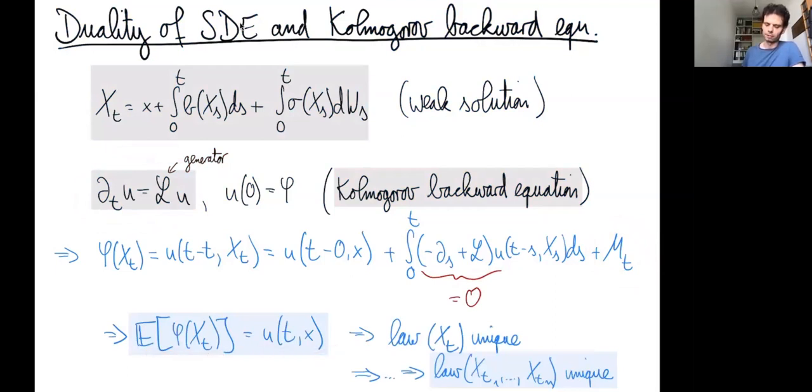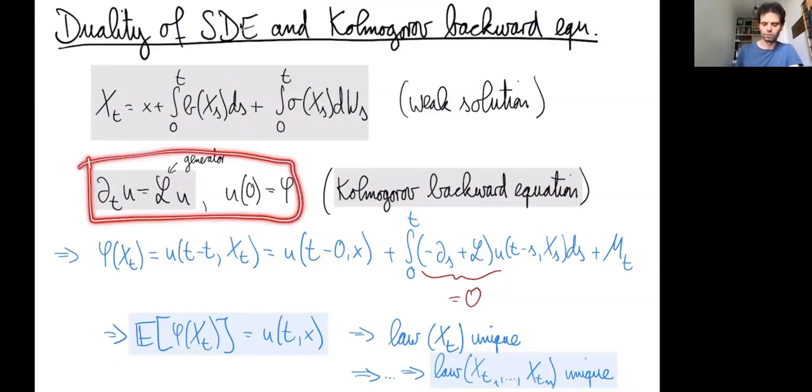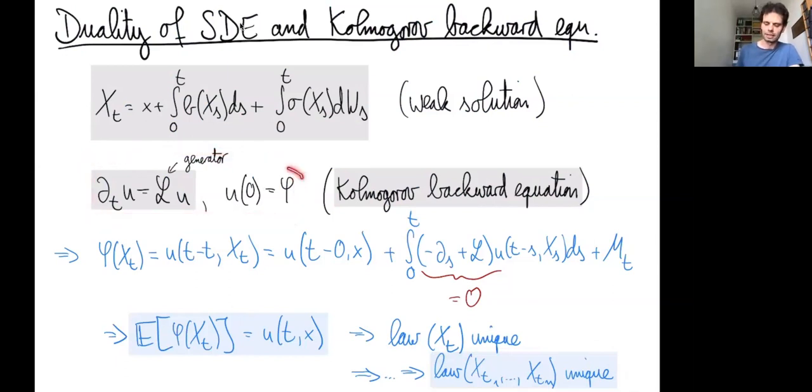This means that if we can solve this equation for a dense set of phi's, so we need many solutions to this equation for many phi's, then all of these expectations are uniquely determined, and therefore the law of x_t is unique, just the law at one fixed time. But then you can iterate this, and you see that the law at times t1, t2 is unique, then t1, t2, t3, and so on. In that way, the finite dimensional distributions of this process are unique, again under the assumption that you can solve this equation for a dense set of phi's.